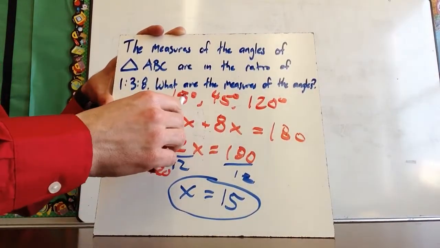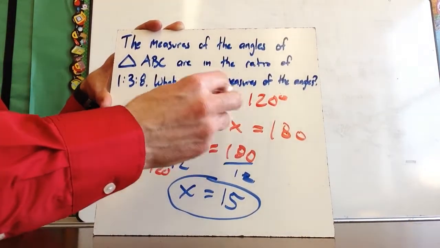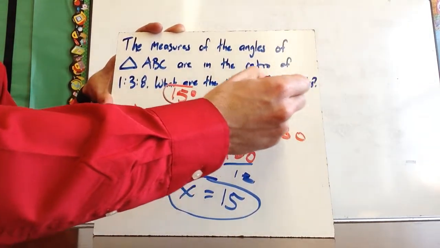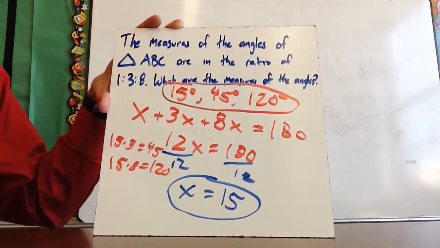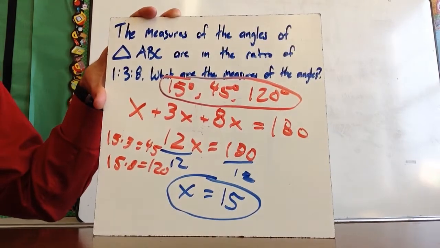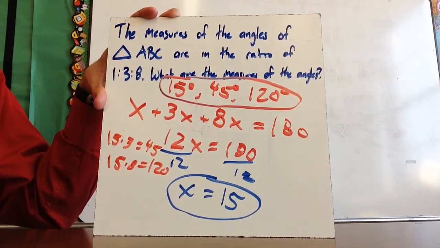Now to double check my answer, what I'm going to want to do is take 15 plus 45 plus 120 and make sure that they total out to 180, which they do.